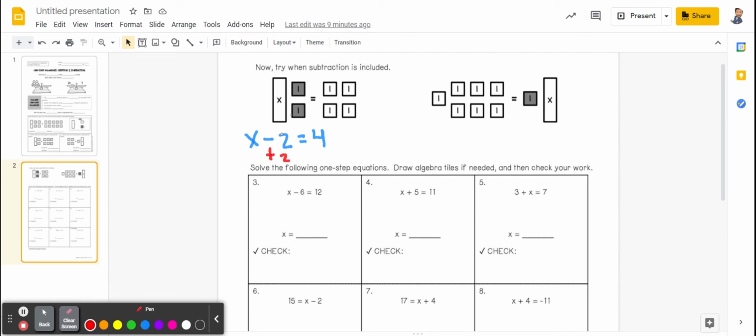And so negative 2 and plus 2, that equals just 0. So I'm just going to cross these out. But we do have to add 2 to the other side because it's on side B, right? We have side A, side B. And so if we add 2 on this side, what does x equal? Well, x is now by itself, so x equals 6. 4 plus 2 is 6. So that would be the solution.